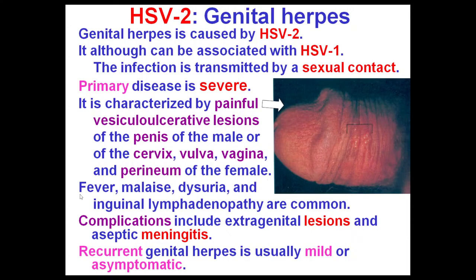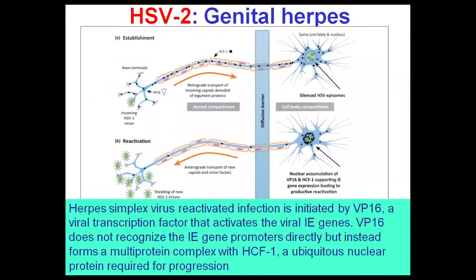Usually it is accompanied with fever, malaise, dysuria, and inguinal lymphadenopathy, and then the genital and extragenital lesions will be performed. So then extragenital lesions may be complicated if it travels through the trigeminal nerve with meningitis. Recurrent infections are usually milder than primary infections and can be even asymptomatic. That's the traveling of the genital herpes during the infection.